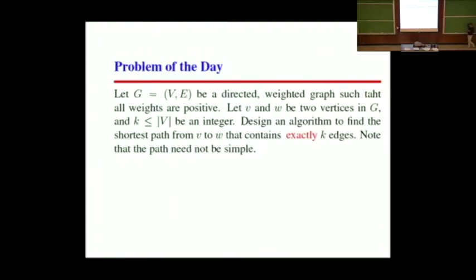And if we know the shortest path using k minus 1 edges, the shortest path with k edges is going to be the shortest path someplace with k minus 1 edges plus one extra edge. Does everybody see that? And does everybody see that this algorithm does the trick? Okay, any questions about that?